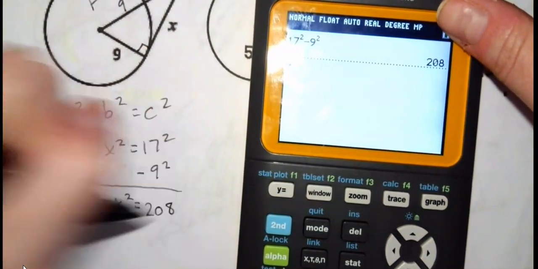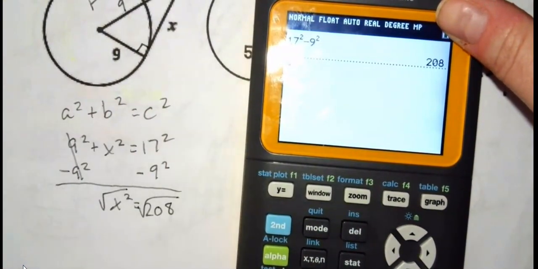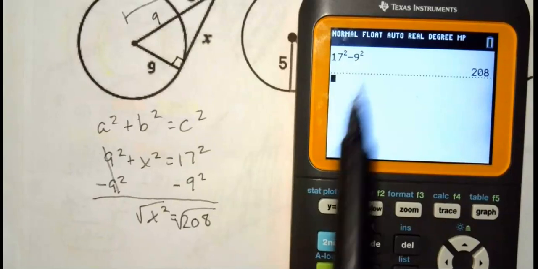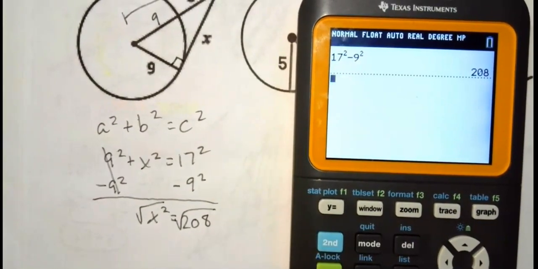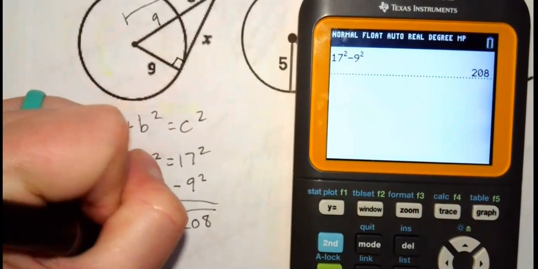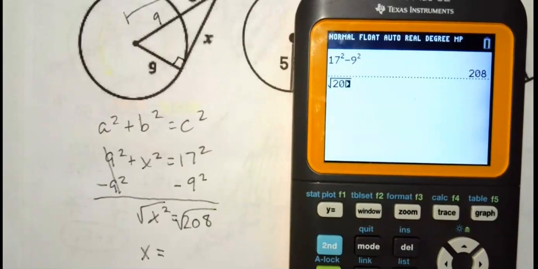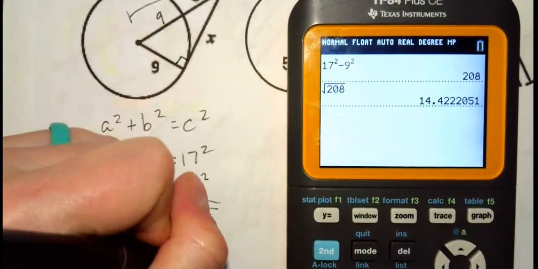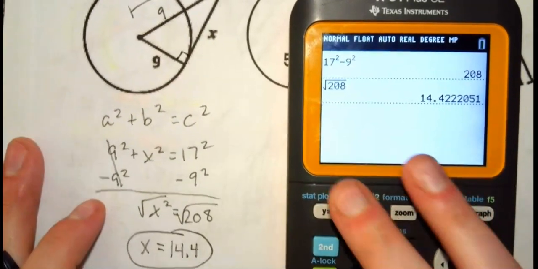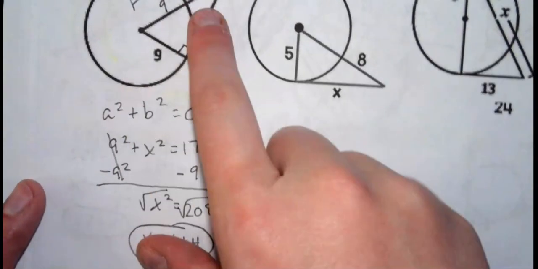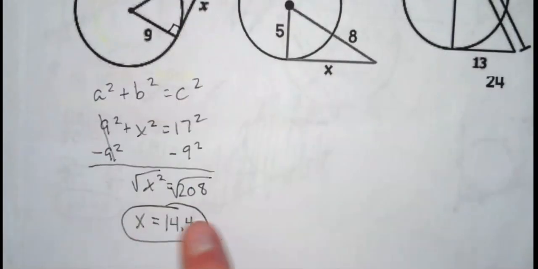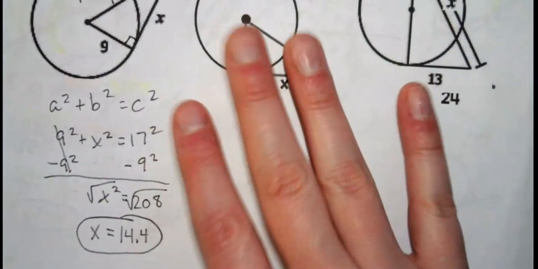You get 208. What did I just do? 17 squared minus 9 squared. I got 208. And then I have x squared equals 208. My last step for the Pythagorean theorem is always to take the square root. The square root of 208 is 14.4. We are not going to simplify radicals. We are just going to put this in a decimal. That's all you're doing. You are solving for x. And then you need to look at the picture and make sure, okay, is x what I'm looking for? Yes. All I'm trying to do is find x. So that's my answer.